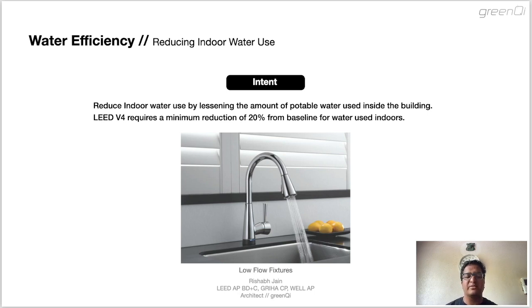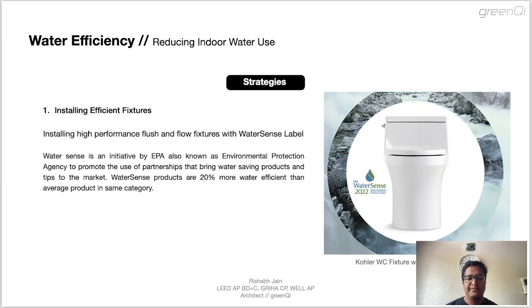Now let's understand what strategies a project can use to achieve this requirement or go even beyond it. So let's begin with the first strategy, which is to install efficient fixtures. Installing high performance flush and flow fixtures which have WaterSense labels helps reduce wastage of potable water and makes water fixtures more efficient. Now, what is WaterSense? WaterSense is an initiative by EPA, a partnership that brings water saving products and tips to the market. WaterSense products are 20% more water efficient than an average product in the same category.